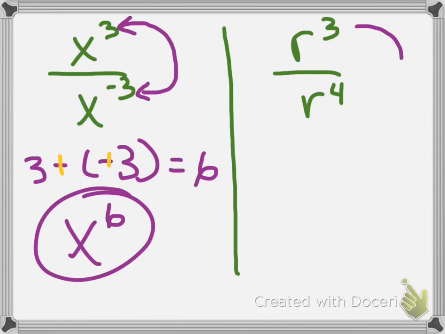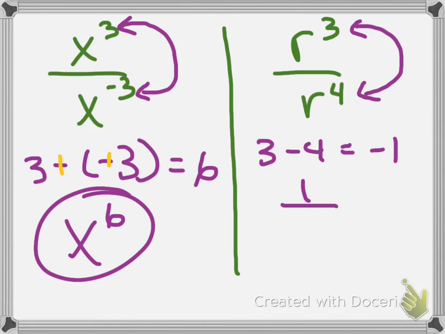This time when I subtract these, I'm going to have 3 minus 4, which is a negative 1. This is the first time we've ever gotten a negative when we're done. Negative exponents go down in the denominator and stay and become positive. So we're going to have 1 over r to the 1.